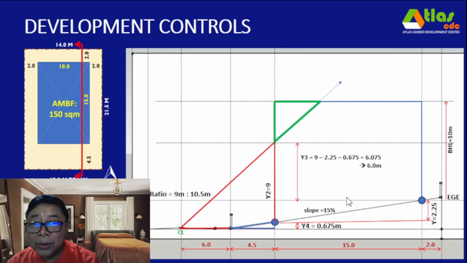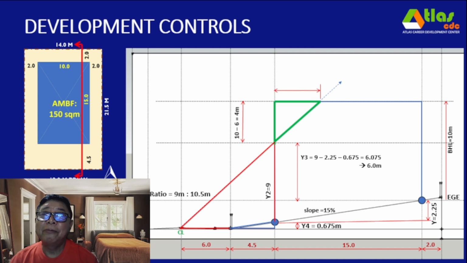From this line, which is our established grade elevation, we have a height of 10 meters BHL, and if we deduct the 6 meters, we can compute for this dimension. That one will give you a dimension of 6 meters. So now we are left with this remaining dimension to compute.